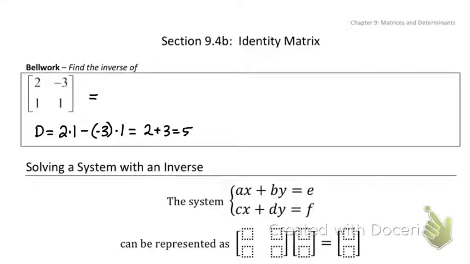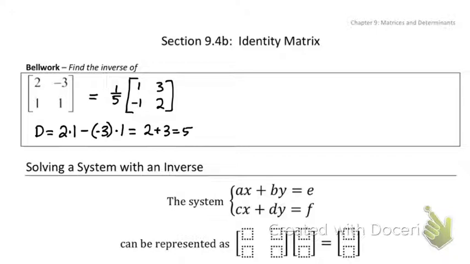So our determinant should be 5. One way we can write this is I can just put the 1/5 out front, knowing I'm going to distribute it later. Flip my a and d values so that I have a 1 and 2. Change the signs in front of my b and c values. So this would be a positive 3 and a negative 1. That would be fine for the solution.